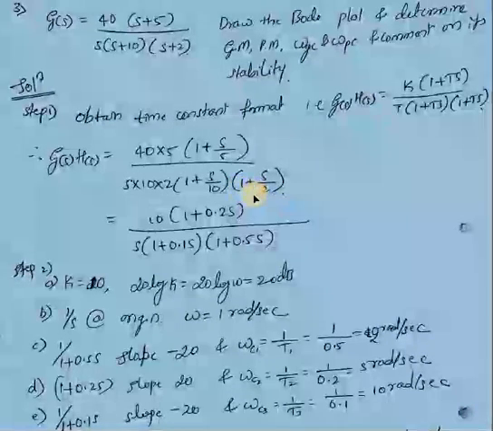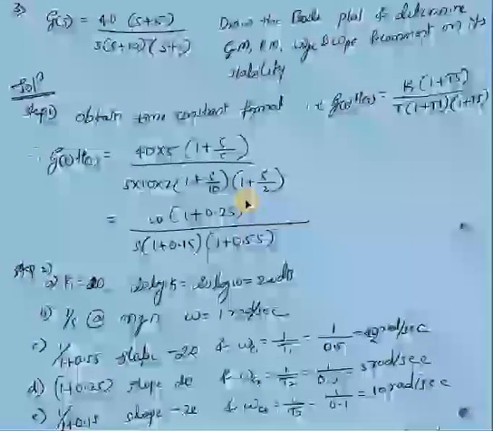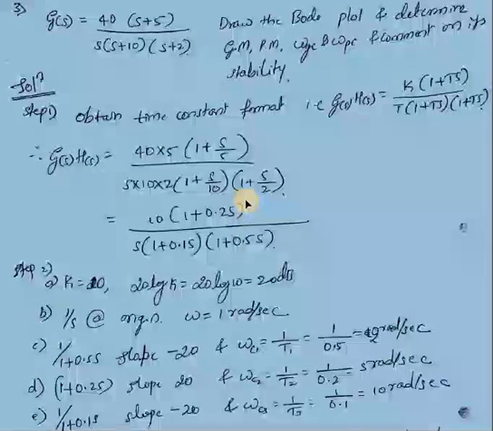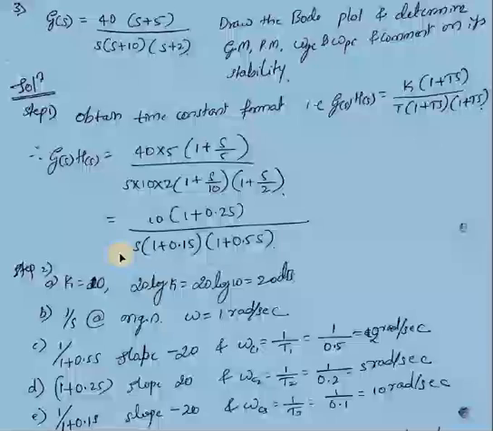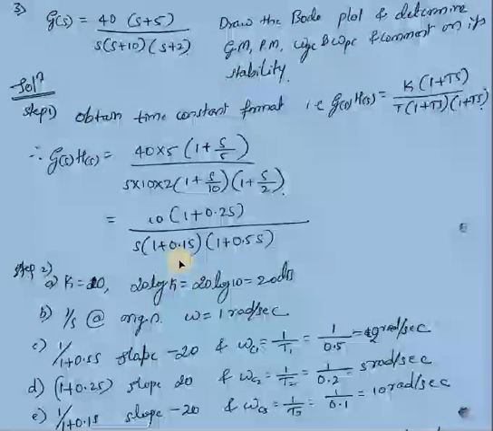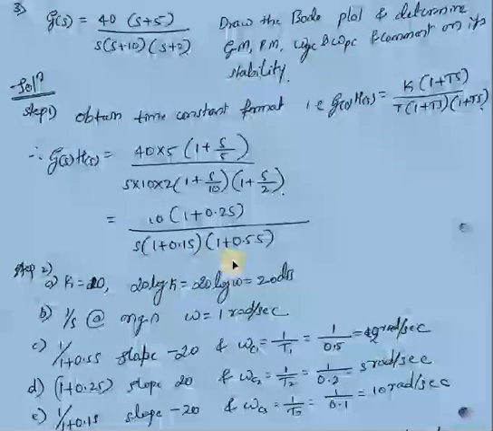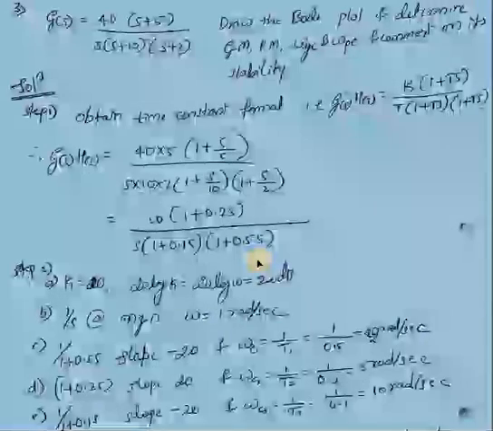similarly (1 + s/2). If you simplify that, you will get the standard time constant form equation as 10(1 + 0.2s) / [s(1 + 0.1s)(1 + 0.5s)]. So this is the first step.